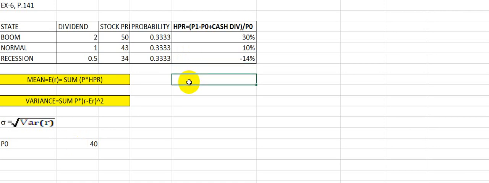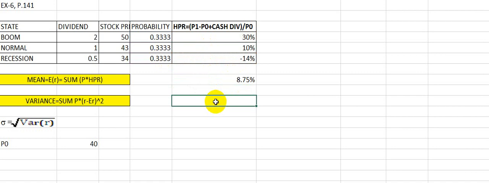Now for the mean, as we said in the previous problem, it's sum of probability times return. So it's equal to the first probability times the return for the first state of the economy, which was a booming economy, plus P2 times R2 plus P3 times R3, and it will be equal to 8.75%.